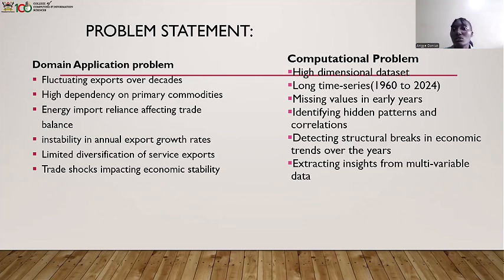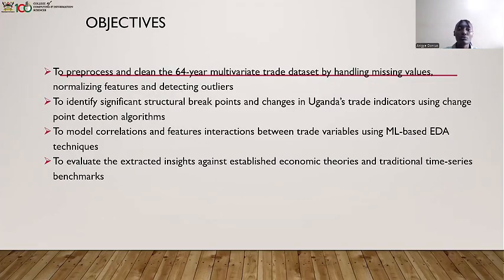And then in the computational problems, we have high dimensional data sets. We have long time series because our data sets are going to span from 1960 to 2024, those are 64 years. And then we have some missing values in early years because we see that poverty wasn't surveyed in some years, while trade has been surveyed each and every year. So we also have extracting insights from multivariable data. So that's also part of our computational problem.